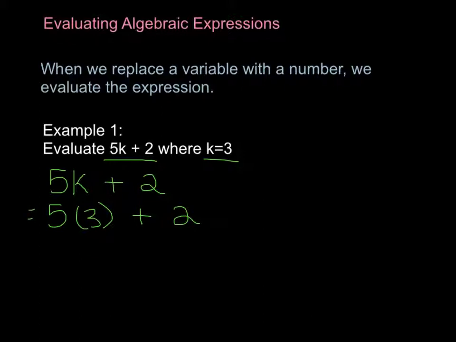So my next step, keeping BEDMAS in mind, would be to go 5 multiplied by 3. We know that's 15 plus 2. Again, keep in mind, I'm doing things one step at a time. I'm showing every step that I'm taking. And then my last step would be to add 15 plus 2, which I know is 17. So we evaluated 5k plus 2, where k equals 3, and we got 17.